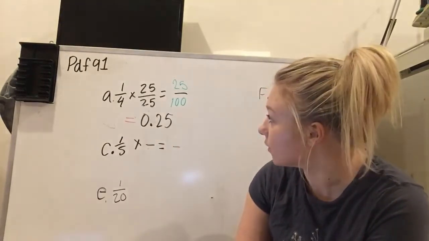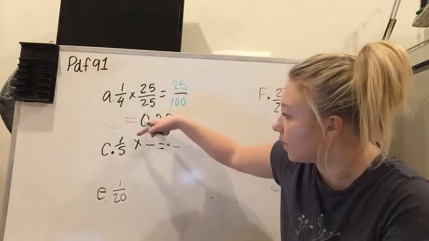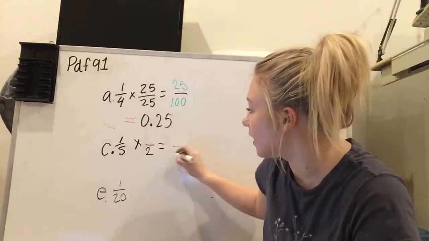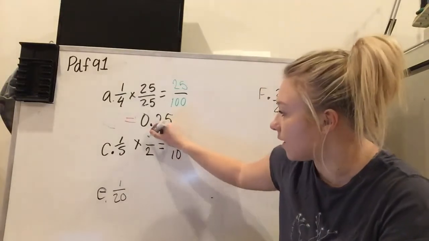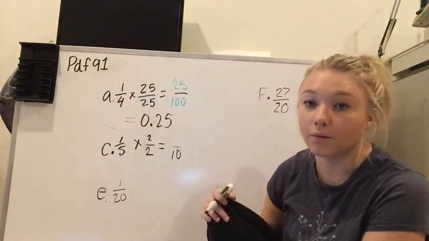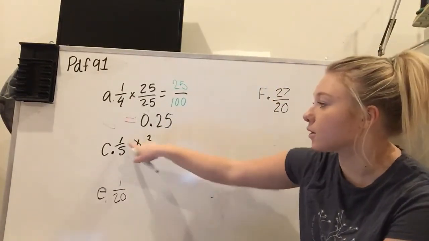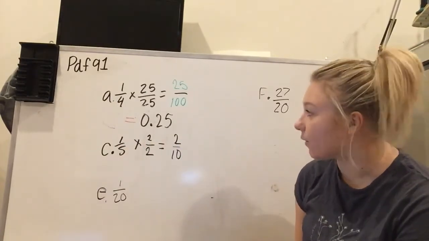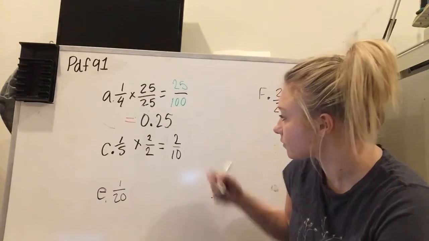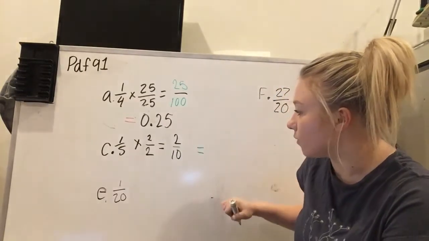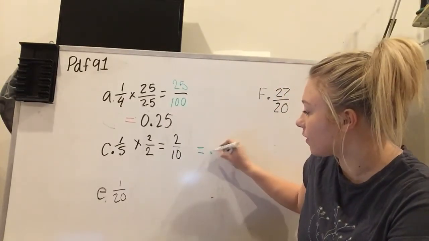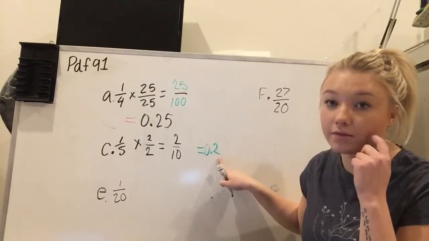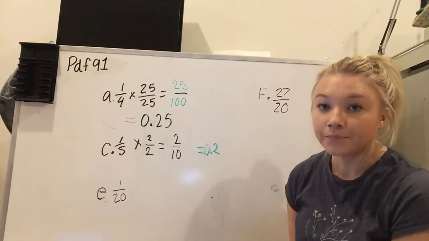So we know that 5 times 2 is 10. So then whatever we do at the bottom, we have to do the top. So 1 times 2 is 2. And then we can show this now in decimal form. That's going to be equal to 0.2, or 2 tenths. Okay?